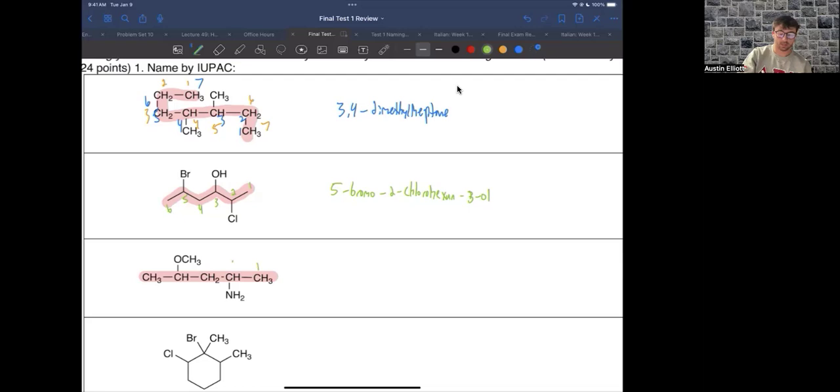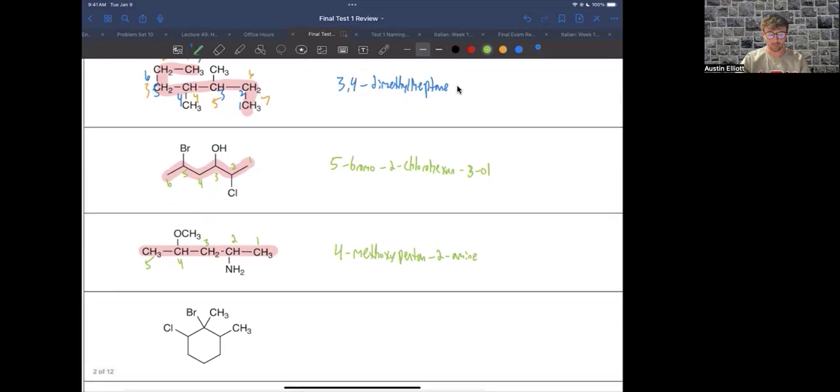Now this one right here has an amine as our functional group. And on our fourth carbon right there, we have a methoxy group. So it's going to be 4 methoxy. Our parent chain is pentane. We write pentan 2 amine because that's how we write out those amino groups when it's a functional group. Moving on to our next one.